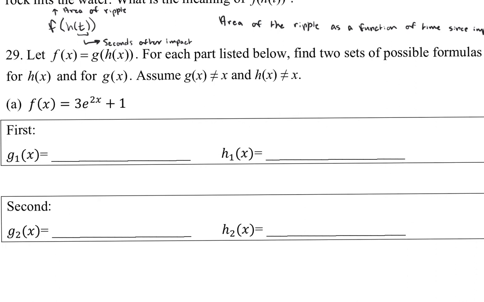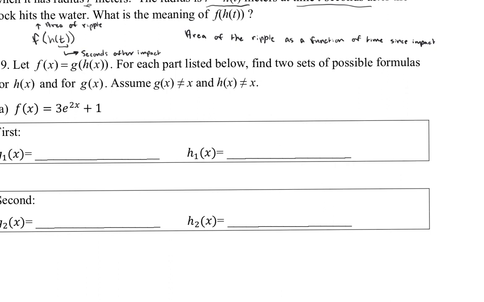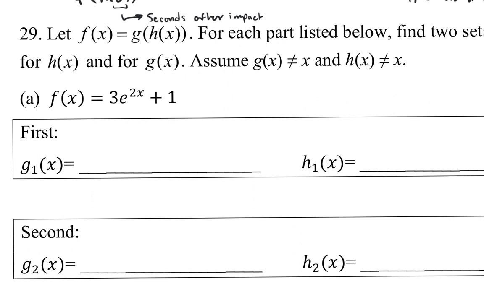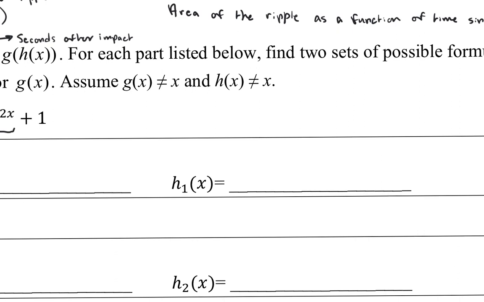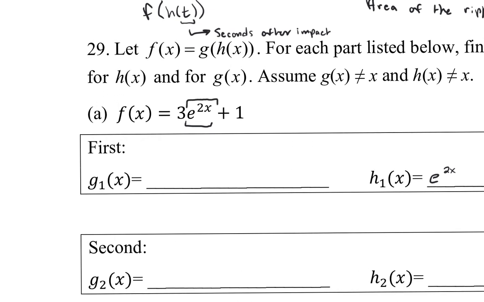Next, the question says let f of x be g of h of x. That means we're putting h of x into g of x. For each part listed below, we're going to find two sets of possible formulas for h of x and g of x, assuming g of x isn't just x and h of x is not just x. First, we can come up with two different ways to write this. Let's say h1 of x is e to the 2x. Now that's being plugged in here, so g of x is going to replace that whole thing. So g of x would be 3x plus 1.